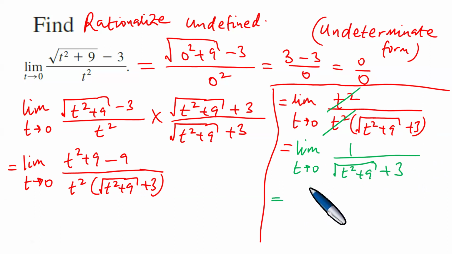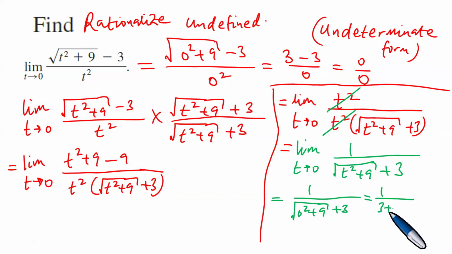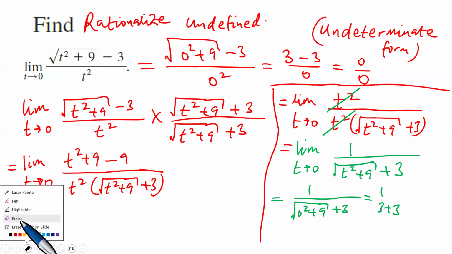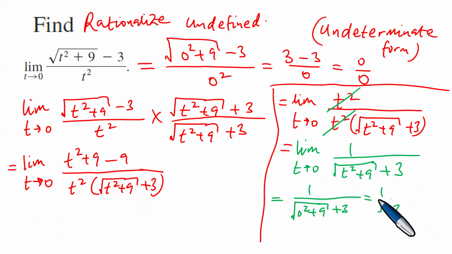We take the limit as t approaches 0, which is exactly 1 divided by the square root of 0 squared plus 9, plus 3. 0 squared plus 9 is 9, and the square root of 9 is 3, plus 3. What is 3 plus 3 in the denominator? 6. Well done. So this is 1 out of 6. 1 out of 6 is the answer.